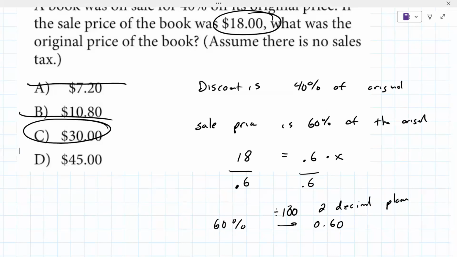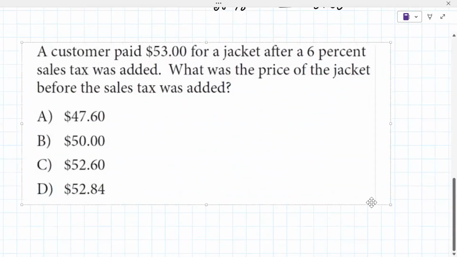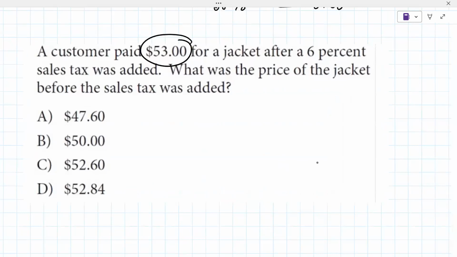Let's do a couple more here. We're going to get into another topic also, but this is another one that's kind of like what we've been doing. One of the things you should think about while I'm reading the problem is whether the given quantity is bigger or smaller than the answer. It says a customer paid $50 for a jacket after 6% sales tax was added. So this price includes the sales tax. What was the price of the jacket before the sales tax was added?